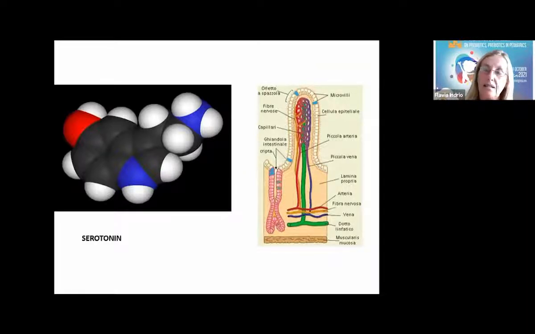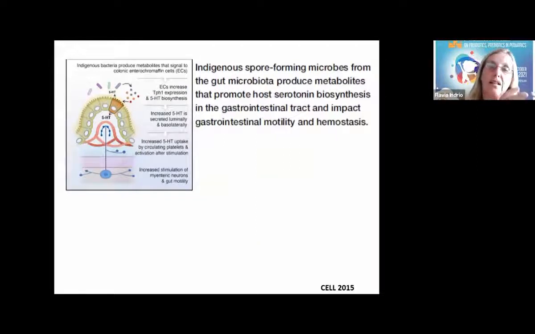Serotonin is secreted into the crypt, into the intestine, and serotonin is very well known as one of the most important mood hormones. So it has action not only on the intestine, but also on mood. And then starts the chapter of gut-brain communication.